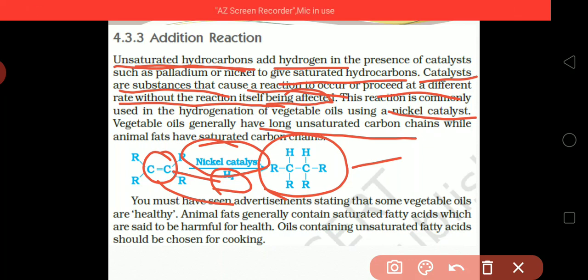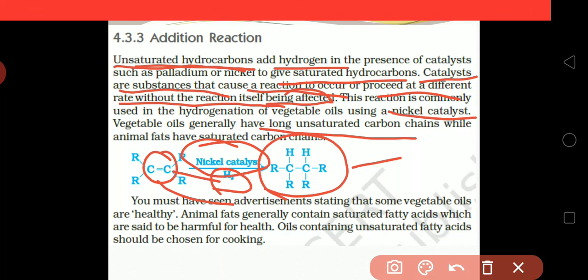Vegetable oil has a long unsaturated carbon chain, due to which hydrogenation, the same reaction, will be seen, but as a reactant we will take vegetable oil and hydrogenate it. Hydrogenation means what? Addition of hydrogen. So the same reaction can be seen, but in place of the reactant, vegetable oil will be there. So here this was our addition reaction.